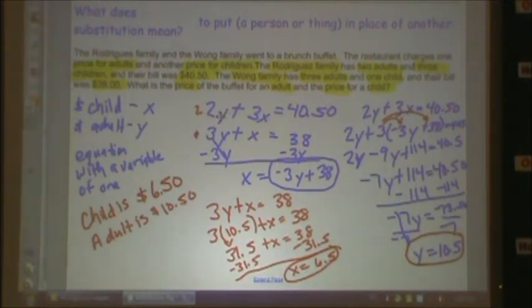Now, if you want to check after we've done all this work, simply put in your calculator 2 times, what did we say y was? 10.5 plus 3 times x, which is 6.5, and make sure it equals 40.50. And then in this equation, type in your calculator 3 times y, which is 10.50, plus 6.50, and it should equal 38. If not, you made a mistake. All right, let's go to our second one.